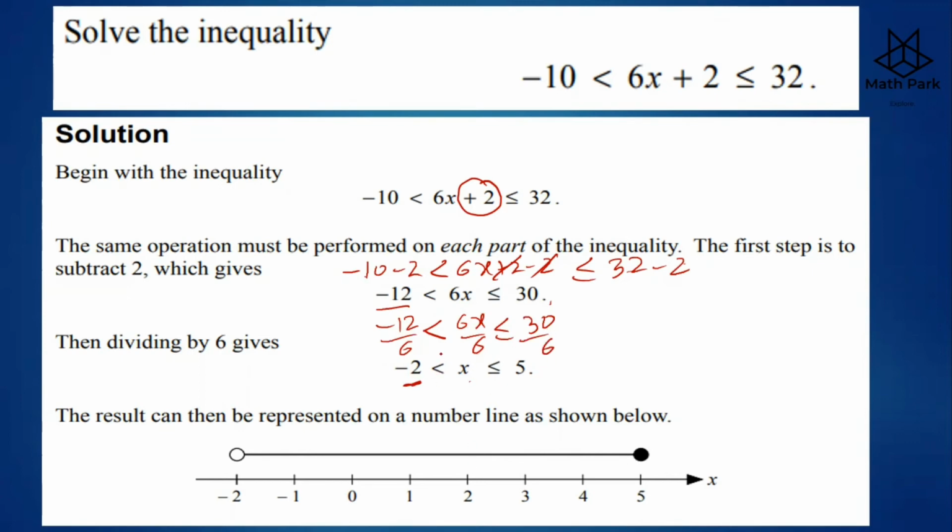Now minus 2 here is only less than. So this is why there is a hollow circle over here. And it is less than or equal to 5, so the darker circle. So this is how this number line represents minus 2 less than x less than or equal to 5.